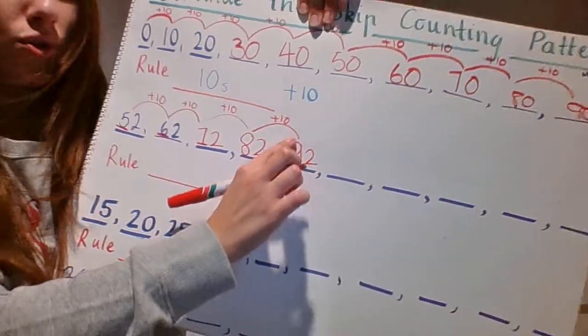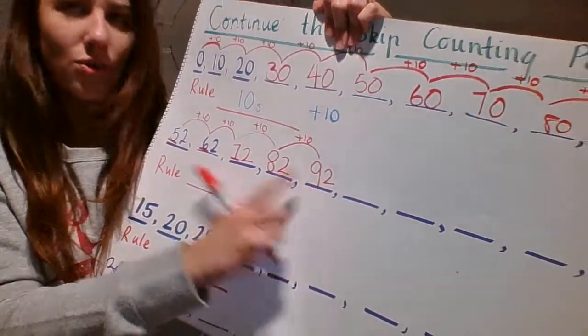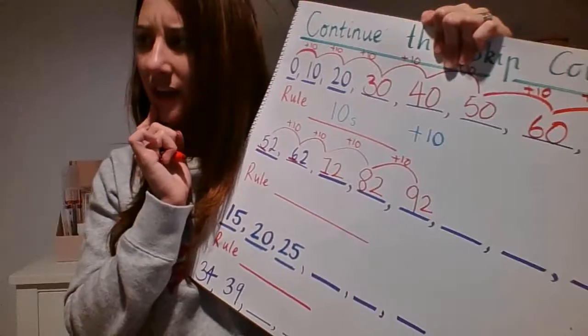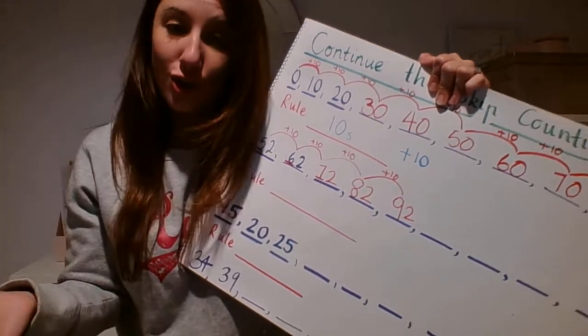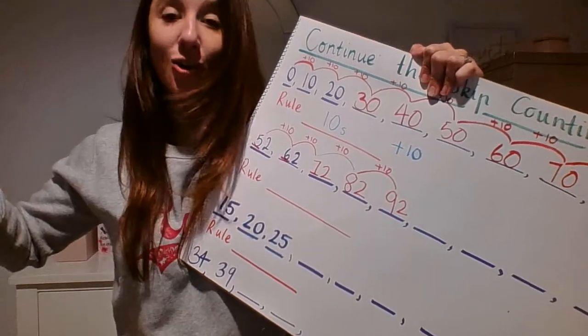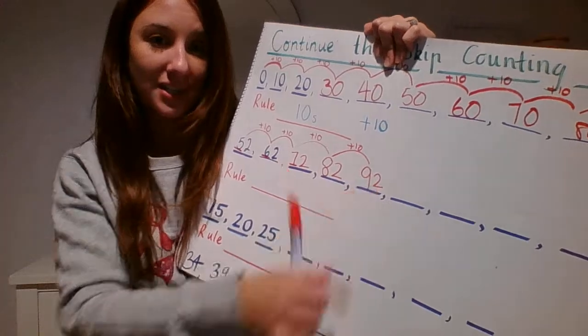Oh, 92. Oh, okay, now I'm stuck. Now we need to think, what would come after 92 when we're skip counting by tens? Remember, if you get stuck, you can use your skip counting, your counting on knowledge. Let's do that. Start at 92. Let's count 10 more together.